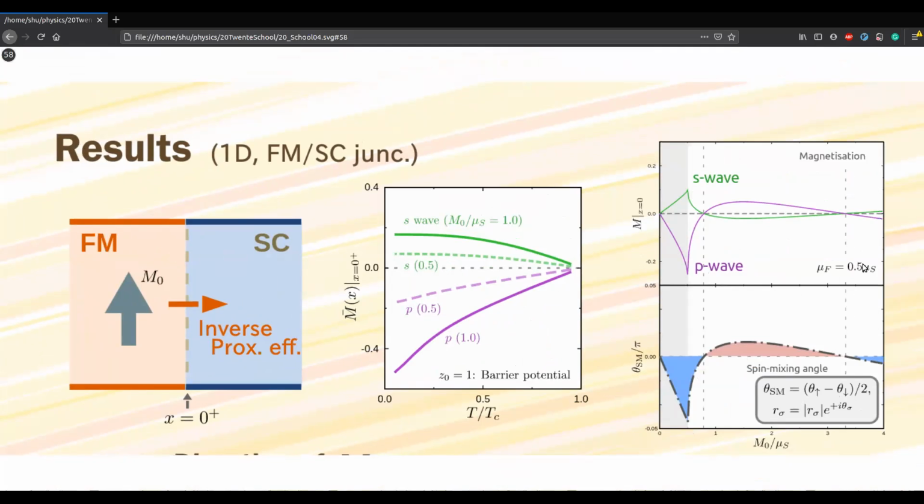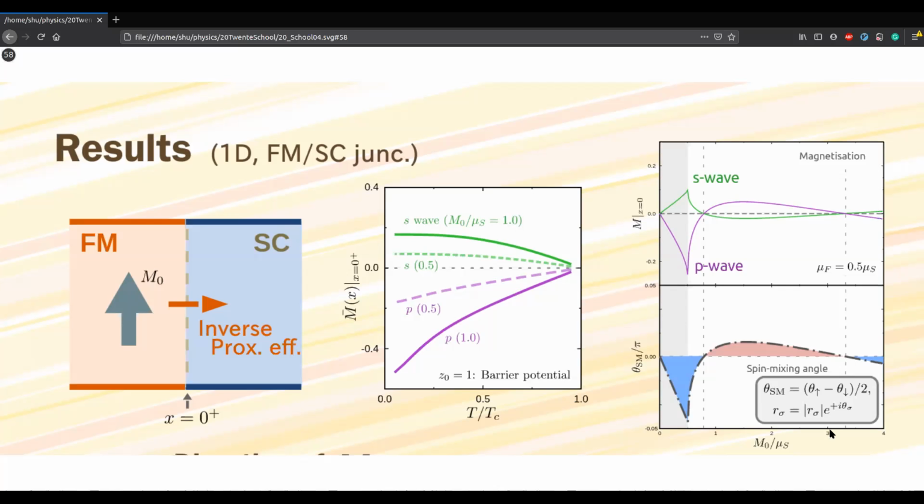This is the result. We can see that the magnetization induced in the P-wave superconductor is always opposite to that in the S-wave superconductor. And at the same time, in both cases, the induced magnetization changes its direction with increasing M0. So we found that the direction of the magnetization is determined by the scattering spin mixing angle.